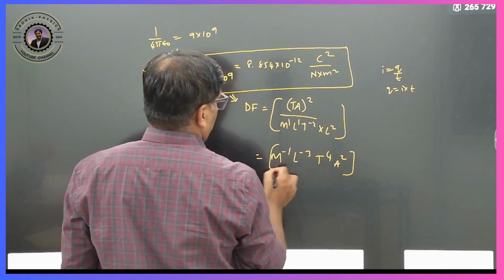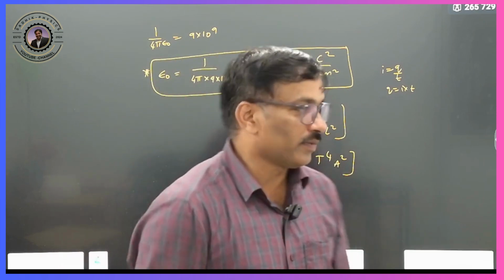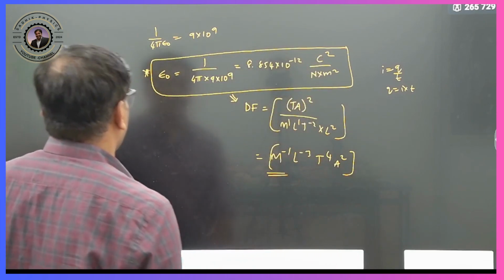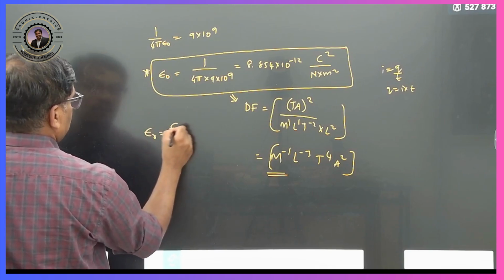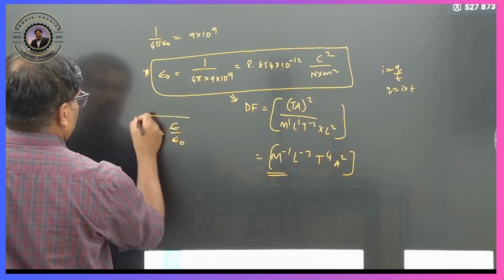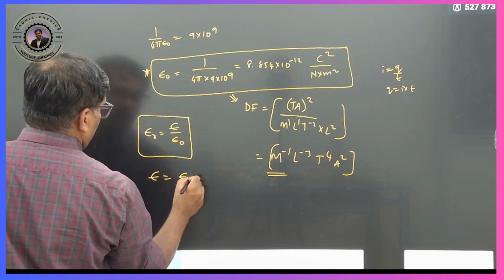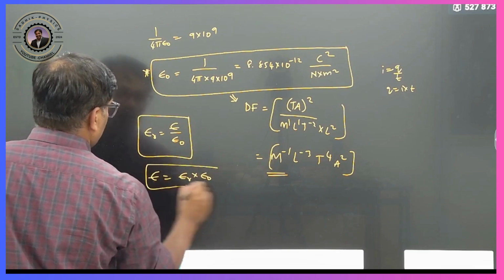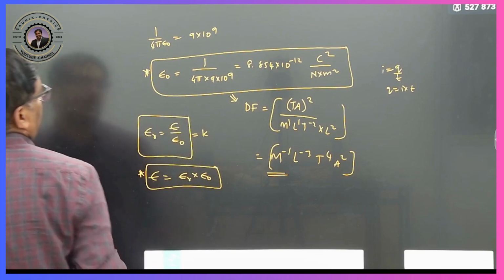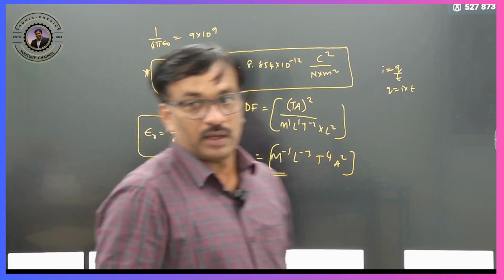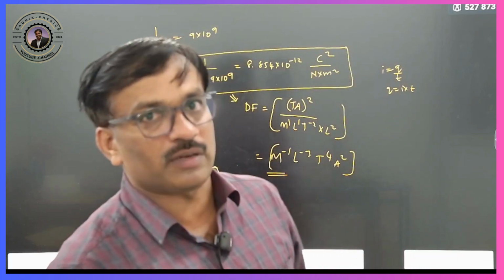So this is your dimensional formula for permittivity of free space, right? Similarly, relative permittivity can be rewritten as epsilon by epsilon naught. So the permittivity of any medium can be written as epsilon R into epsilon naught. This is also called the dielectric constant. Clear? So these are some basic formulas.